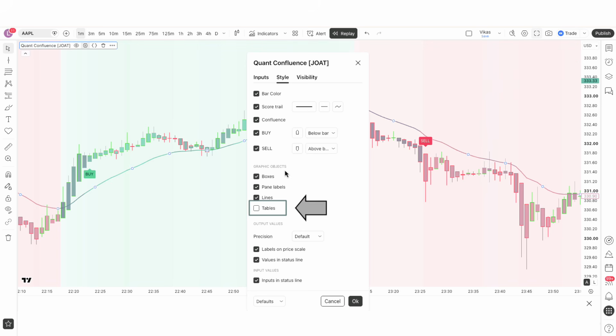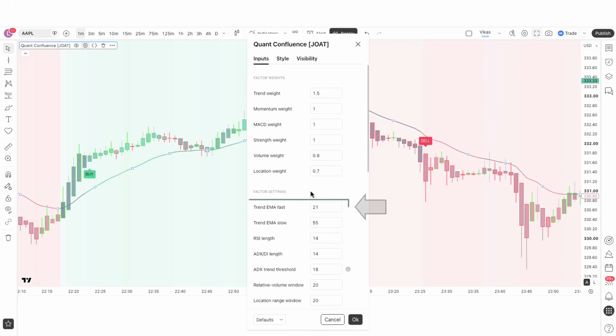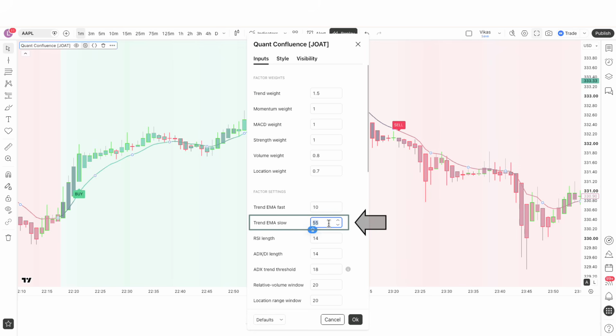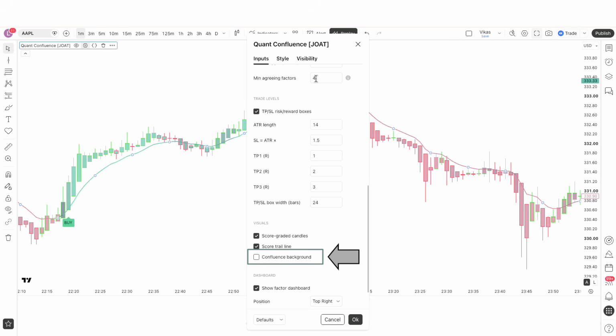First, we have to keep these options hidden. Then change the trend EMA fast from 21 to 10, and the trend EMA slow from 55 to 12. We have to keep these options hidden. Once all changes are made, click OK.